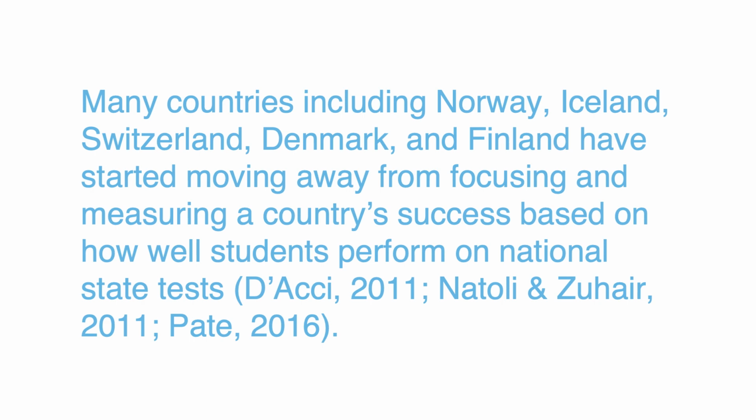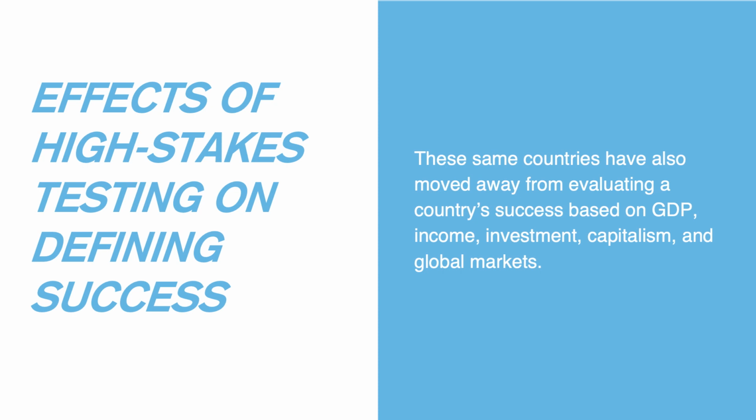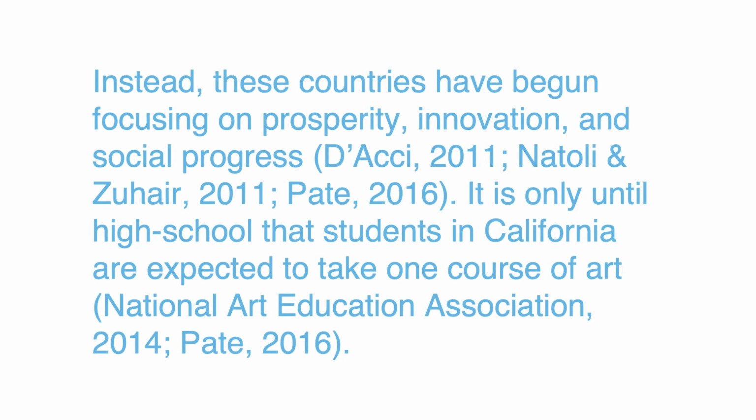Many countries, including Norway, Iceland, Switzerland, Denmark, and Finland, have started moving away from focusing and measuring a country's success based on how well students perform on national state tests. These same countries have also moved away from evaluating country success based on GDP, income, investment, capitalism, and global markets. Instead, these countries have begun focusing on prosperity, innovation, and social progress. It is only until high school that students in California are expected to take one course of art.